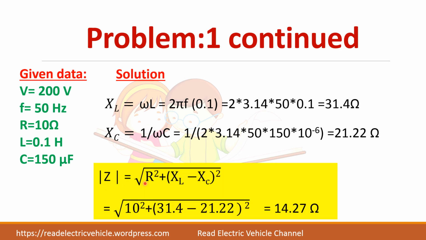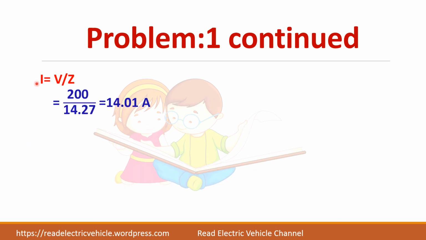So Z is equal to root of R square plus XL minus XC the whole square. So what is I? V by Z. So V is given, Z we have found out. We can find what is I.